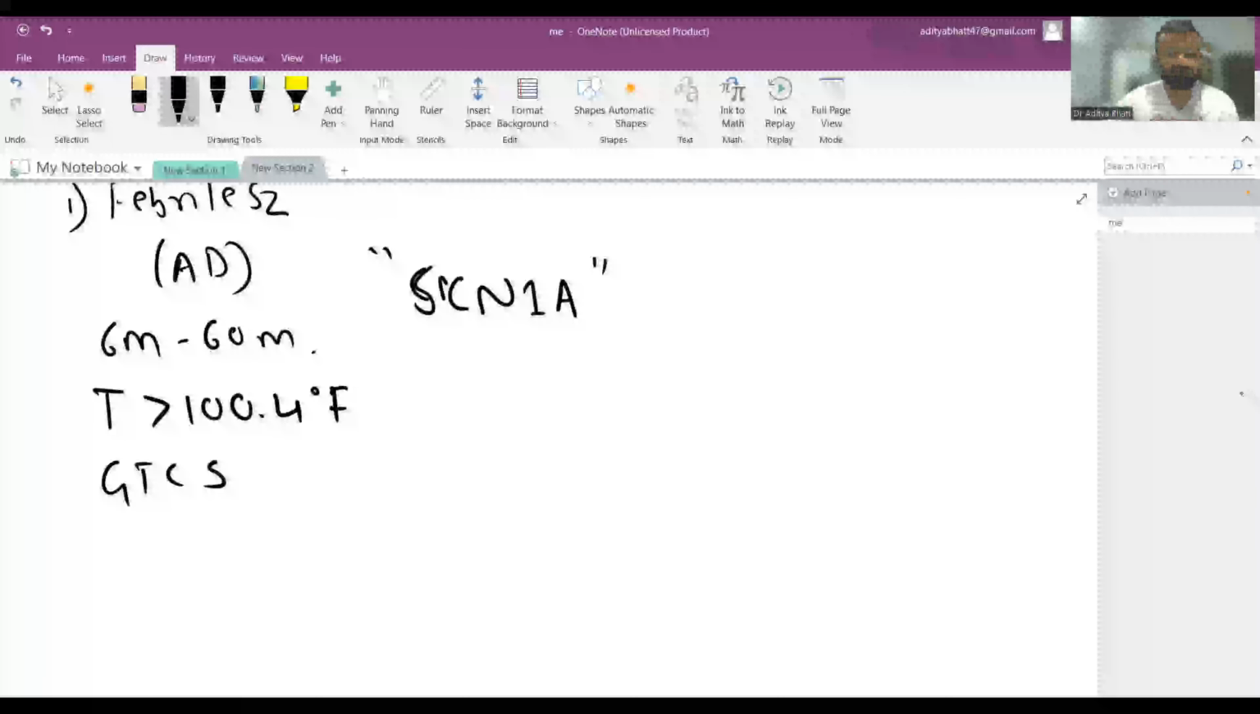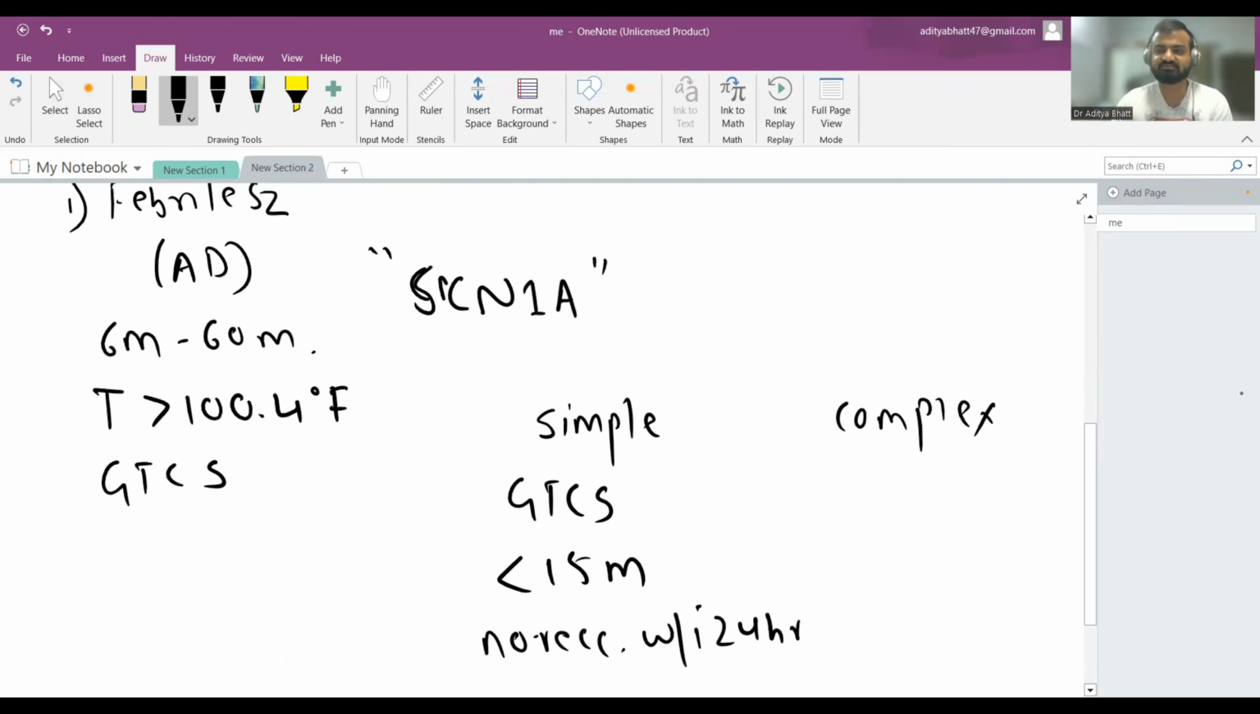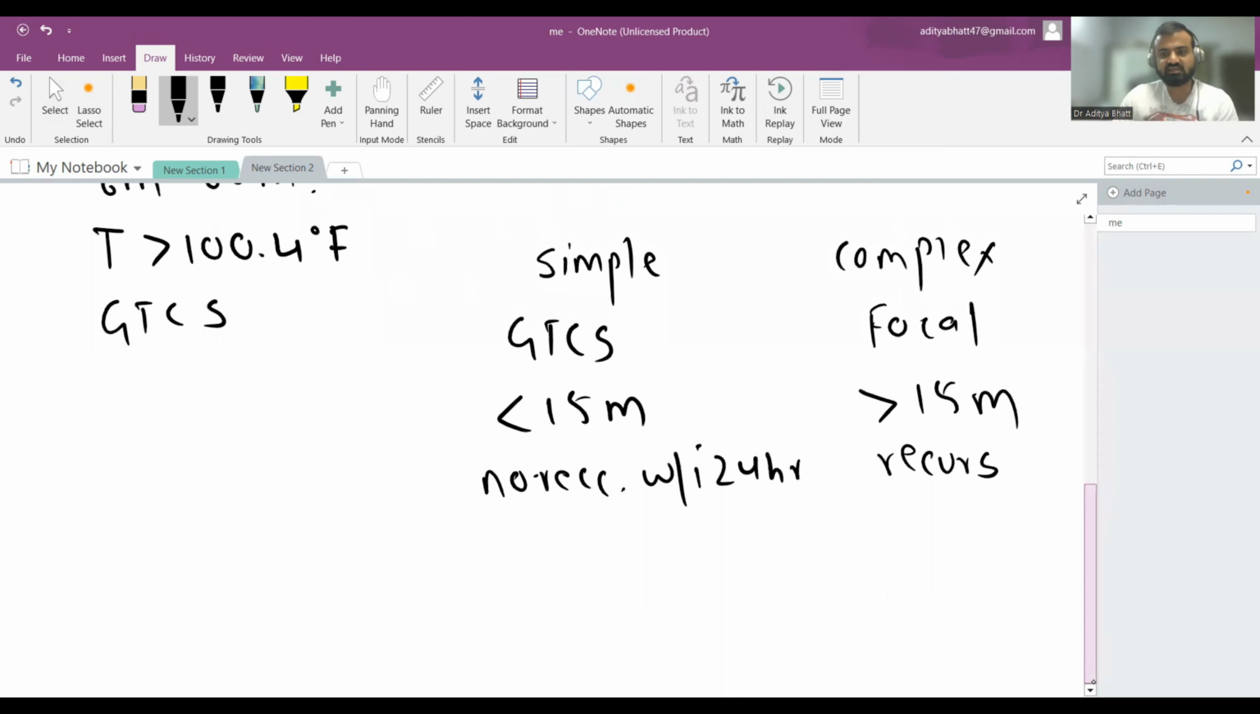Now, there are two types of febrile seizure. One is simple febrile seizure, and the second is complex febrile seizure. So, what is a simple febrile seizure? It is GTCS in nature, less than 15 minutes in duration, and there is no recurrence within 24 hours. Okay, one episode of epilepsy within 24 hours. While complex seizure is either focal, or it lasts more than 15 minutes, or it recurs within 24 hours. So that is the complex febrile seizure.